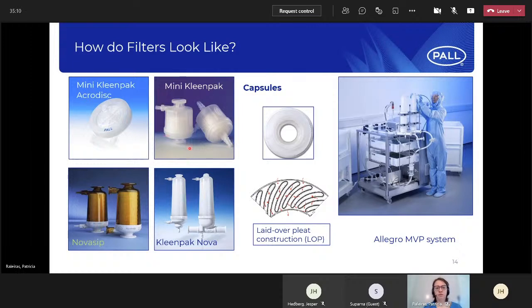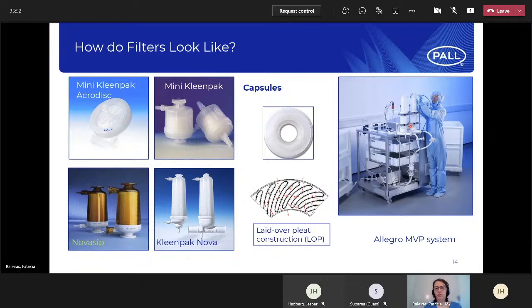So the Mini Clean Pack capsules are a type of capsule that we use for process development. All of these capsules come with very different types of membranes. We also have some capsules that are called the Novasip, the Clean Pack Nova. They can be inline flow. They can have a T connection that allows the inlet and the outlet to be on the same side. You see an example of these types of capsules on the Allegro MVP system, which is a filtration system from Pall, connected here with a couple of bags that have some solutions and just goes from one side and comes out of the other.